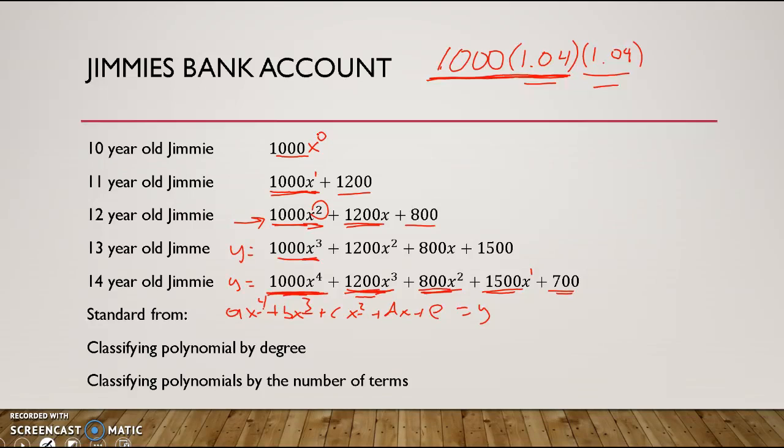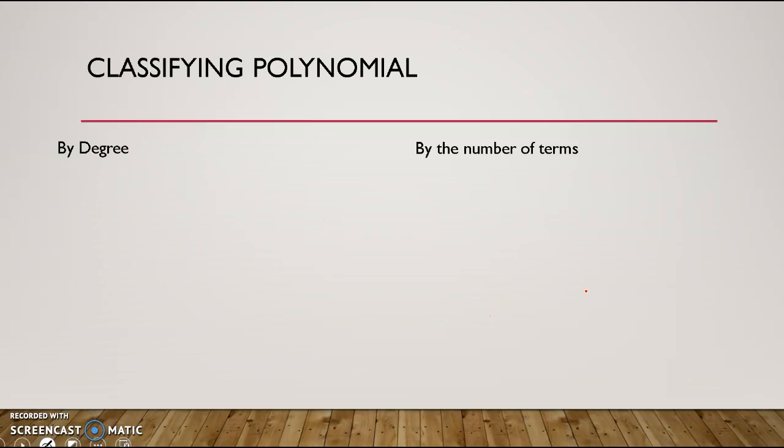We're also going to classify these polynomials by their number of terms. Each one of these expressions here is a term. Here we only have one term. But when he turned 11, his polynomial had 2 terms. When he turned 12, his polynomial had 3 terms. By the time he turned 14, there were 1, 2, 3, 4, 5 different terms in his polynomial. So we're going to classify all polynomials in 2 ways.